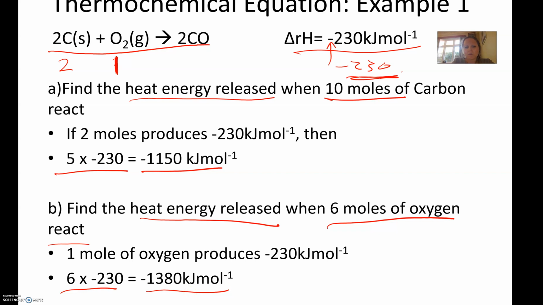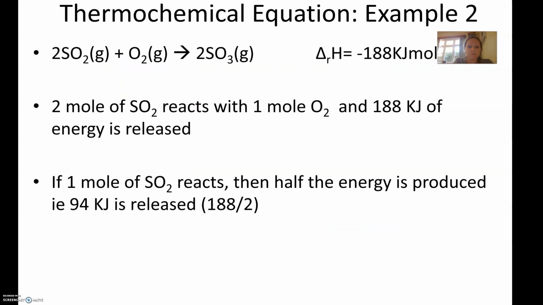So what I'm trying to show here is that if they ask you a question about how many moles would produce this amount of energy, you need to look at your molar ratio of your equation that is standing and manipulate from there. It's the easiest type of calculation.